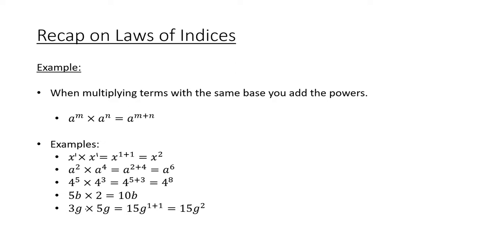And finally, 3g multiplied by 5g. We multiply our integers together, so we get 15g, and then remember, it's g times g, and when it's on its own, it's always to the power of 1. So g to the power of 1 plus 1, giving us a final answer of 15g to the power of 2.